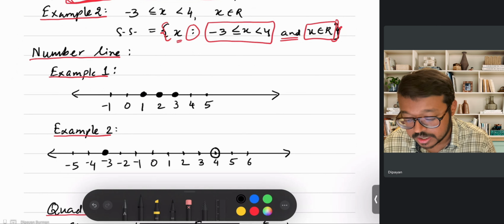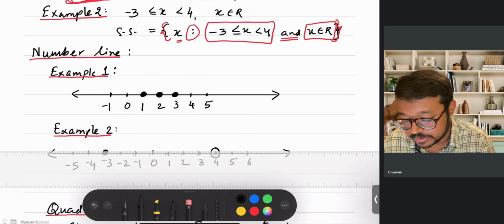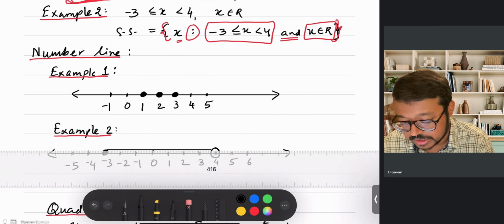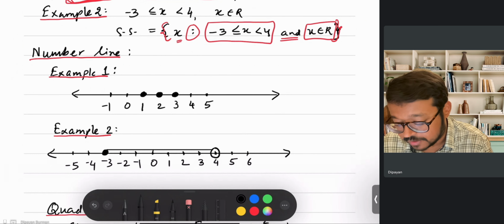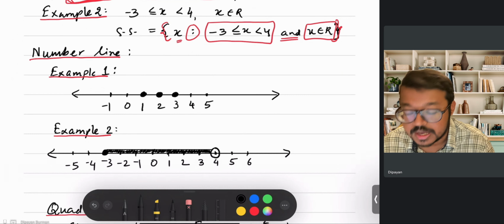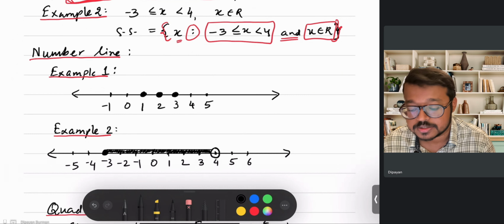So I have to darken the number line in between. So I will draw a line a little bit of this much thickness, and then I have to shade the region in between. So with my pencil I will just shade this region in between to indicate that all these numbers between -3 to 4 are also included. -3 included but 4 excluded.